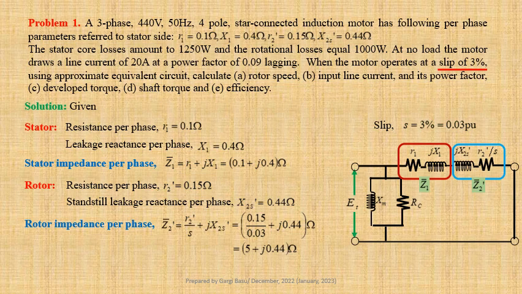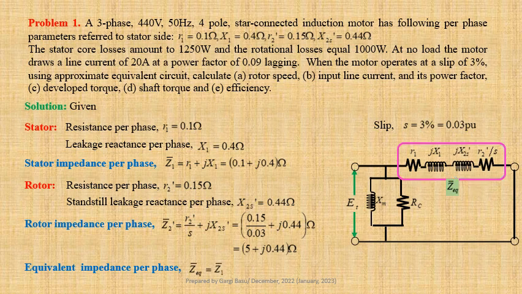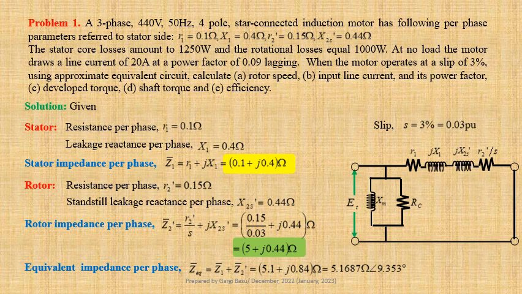Let us now determine equivalent impedance per phase. ZEQ equals Z1 plus Z2 dash. Using values we get 5.1 plus j times 0.84 ohm. This may be written in polar form as 5.1687 ohm at an angle 9.353 degree.